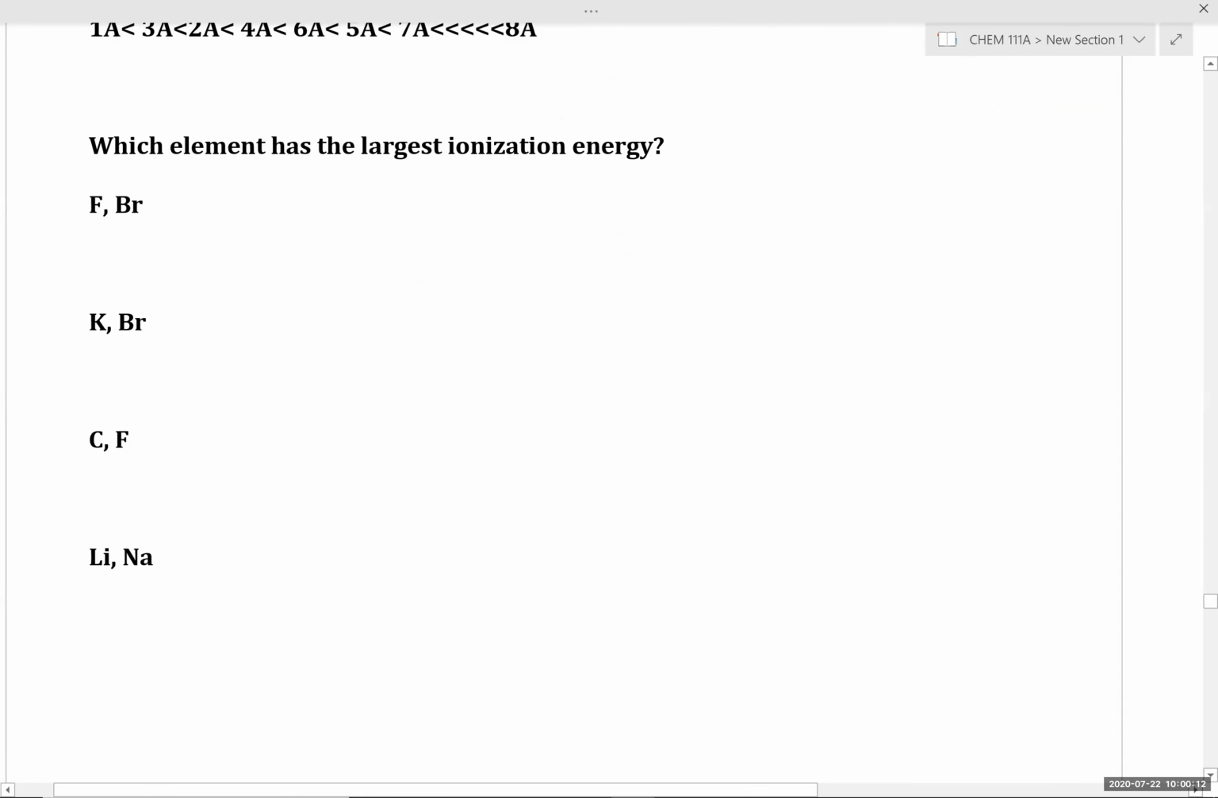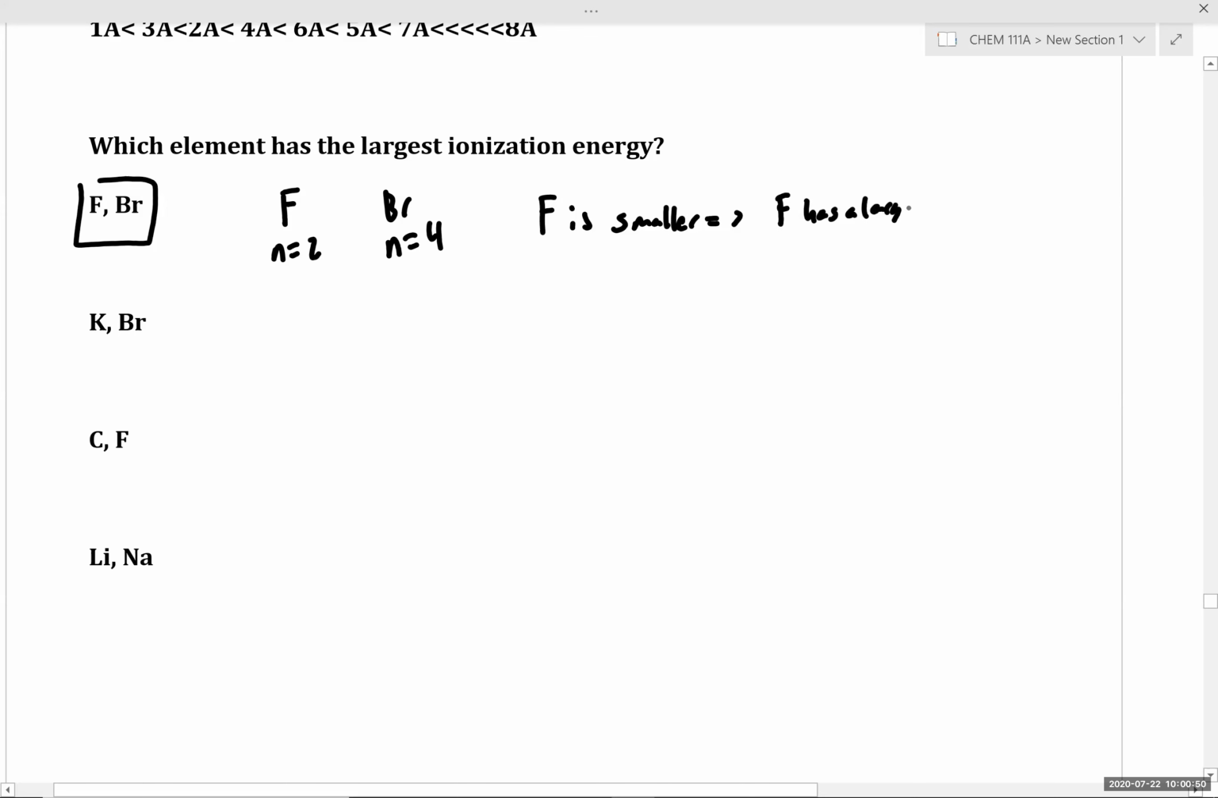So comparing each pair of elements, let's try to identify which element has the largest ionization energy. So let's look at an example comparing fluorine and bromine. Fluorine is n equals 2, and bromine is n equals 4. So comparing the orbital size, fluorine is smaller. And as a result, fluorine has a larger ionization energy.